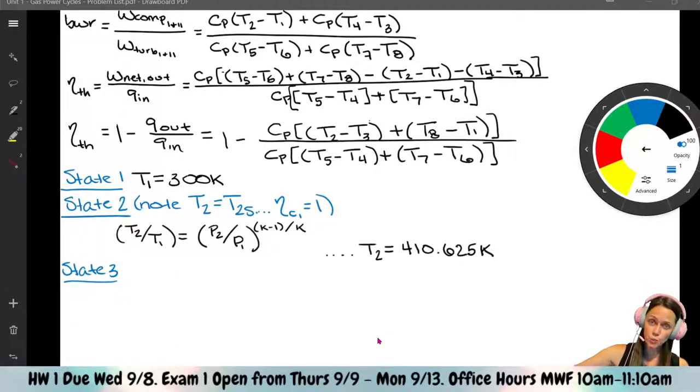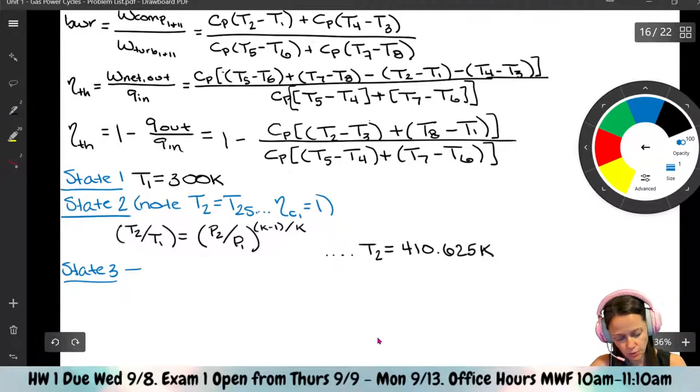State 3 is right after that intercooling process. So from 1 to 2, we compressed it, the temperature went up, but then we rejected heat, and we're all the way back to 300 Kelvin.